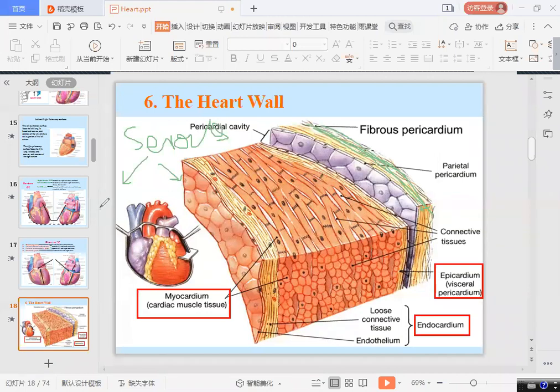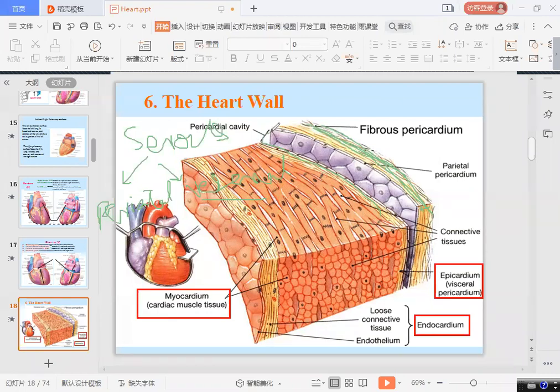One is the parietal pericardium, and the second is the visceral pericardium. The parietal pericardium is present along with the fibrous pericardium, while the visceral pericardium is attached to the myocardium, or rather to the heart. And in between these two, parietal and visceral pericardium, we have the pericardial cavity. There is a distance, a cavity between the parietal and visceral pericardium, and that is known as the pericardial cavity.